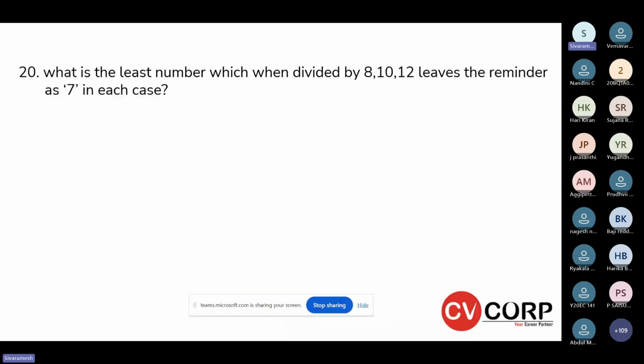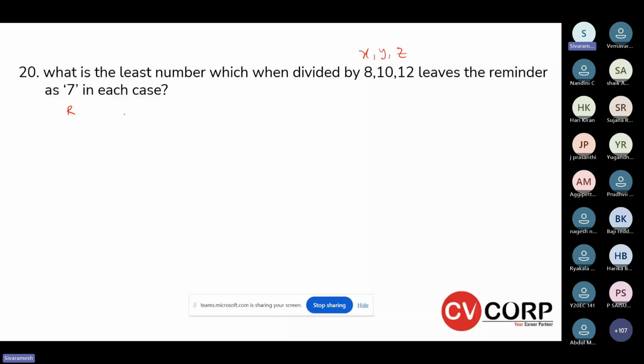Okay, so next question is: what is the least number which when divided by 8, 10, 12 leaves the remainder 7 in each case? We have a total of 6 applications of LCM and HCF: 3 applications of LCM and 3 applications of HCF. When you see this type of question, like what is the least number which when divided by X, Y, Z leaves remainder R, instead of taking numbers, I'm taking alphabets to make you understand which approach we are using.